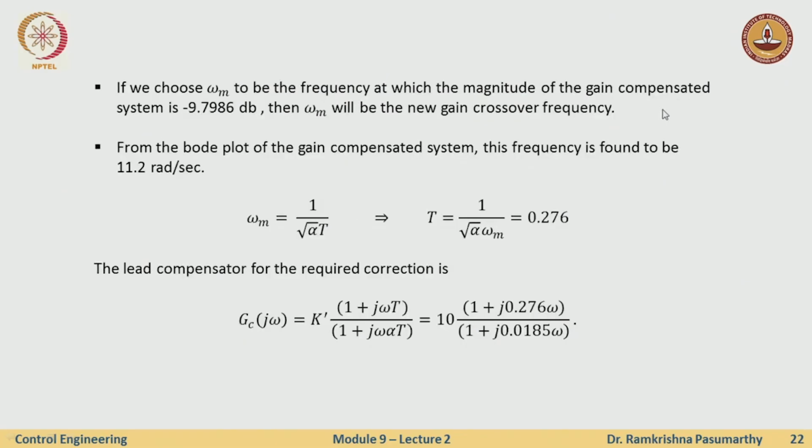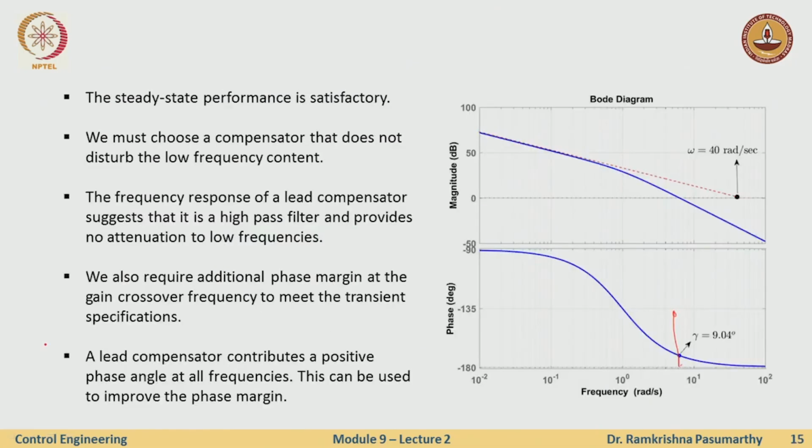Okay. Now, what do I do? If we choose omega m to be the frequency at which the magnitude of the gain compensated system is the negative of this, then omega m will be the new gain crossover frequency. Okay, let us again go back to our plot and see what this means. Now, this is the old gain crossover frequency. This does not help me, right.